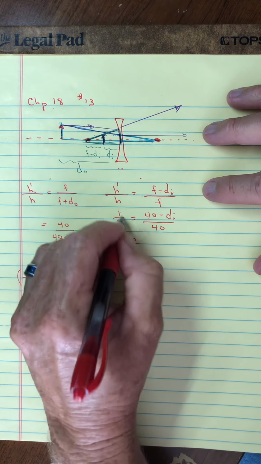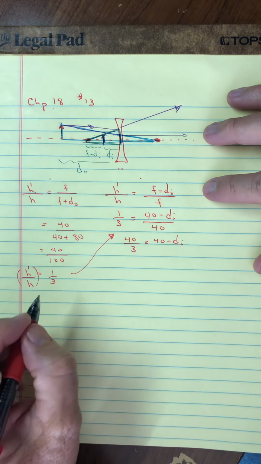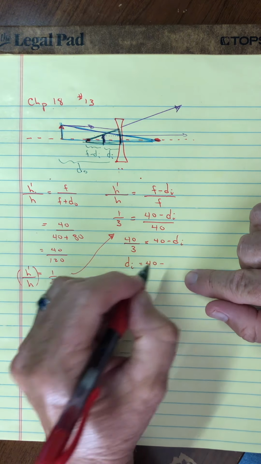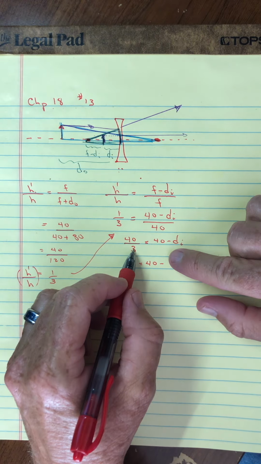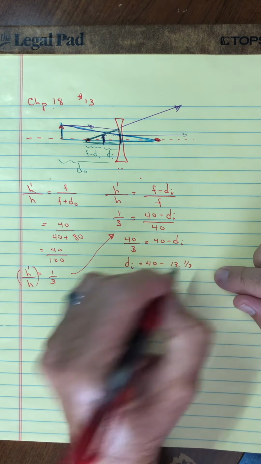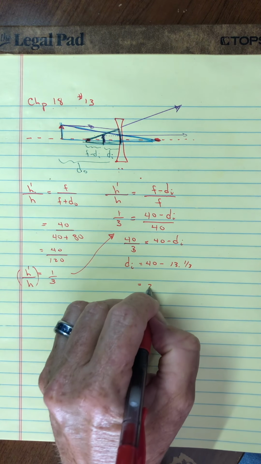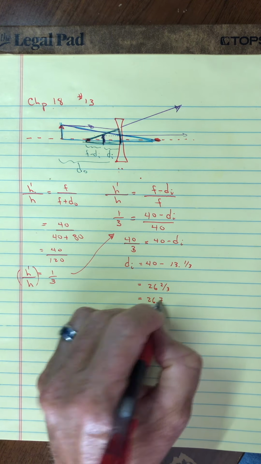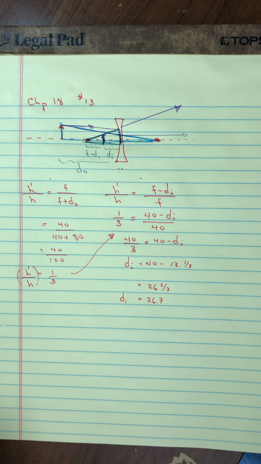So I will go 40 over 3 here, 40 minus the image distance. Move this over to here. Image distance, we get a 40 minus, and this would go in 13 1/3 times. So what does that leave us with? It looks like 26 2/3, or maybe I'll write it as 26.7 then for the position of the image.